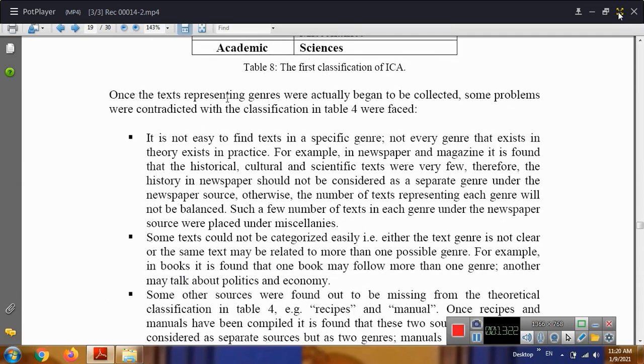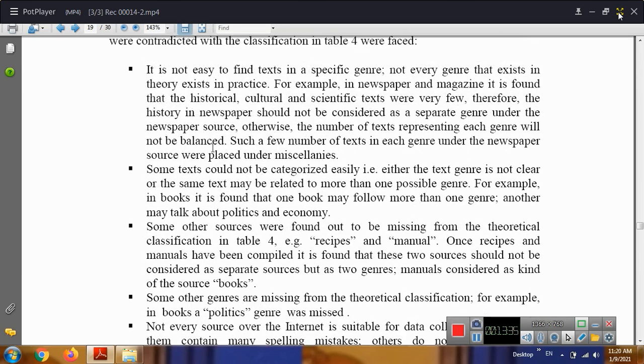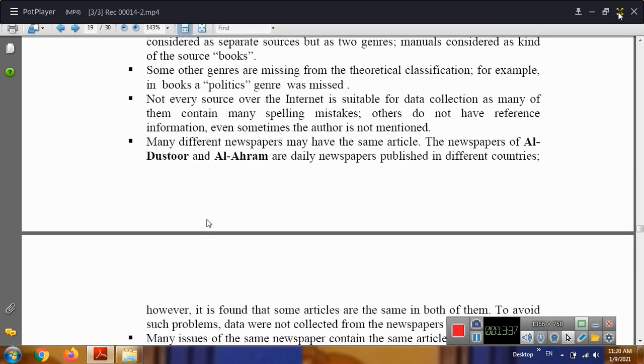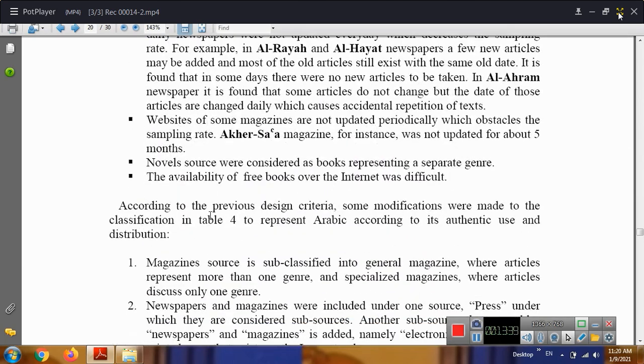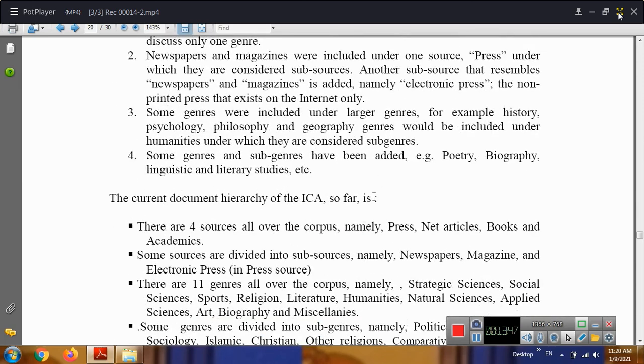Once the texts representing genres actually began to be collected, some problems with the classification in Table 4 were faced. You can see here the modification.